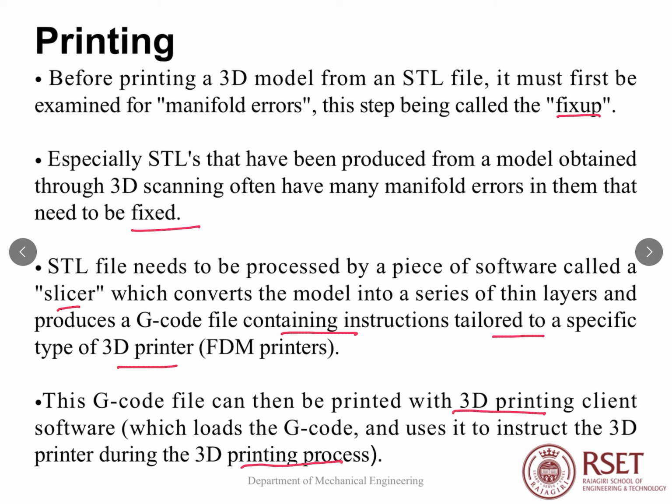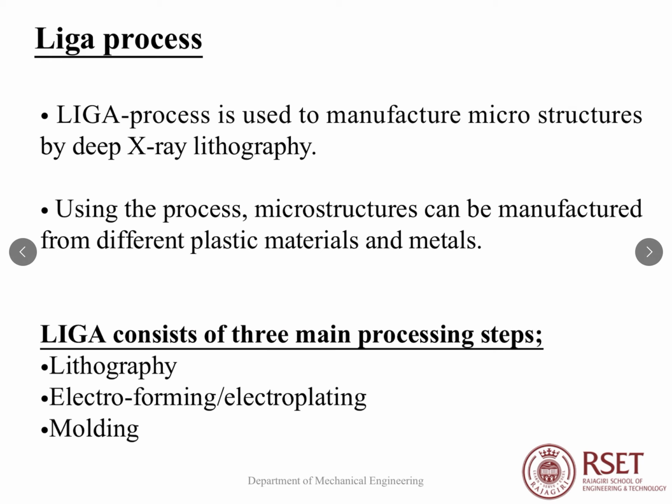So we have a model that should be converted to an STL file. The STL file has some errors that should be fixed up. After fixing up the errors, we slice it into a number of layers and then convert it to G-code. Then that G-code will be supplied to the 3D printer, which prints it. So that's about 3D printing. We can produce a number of components using this 3D printing.